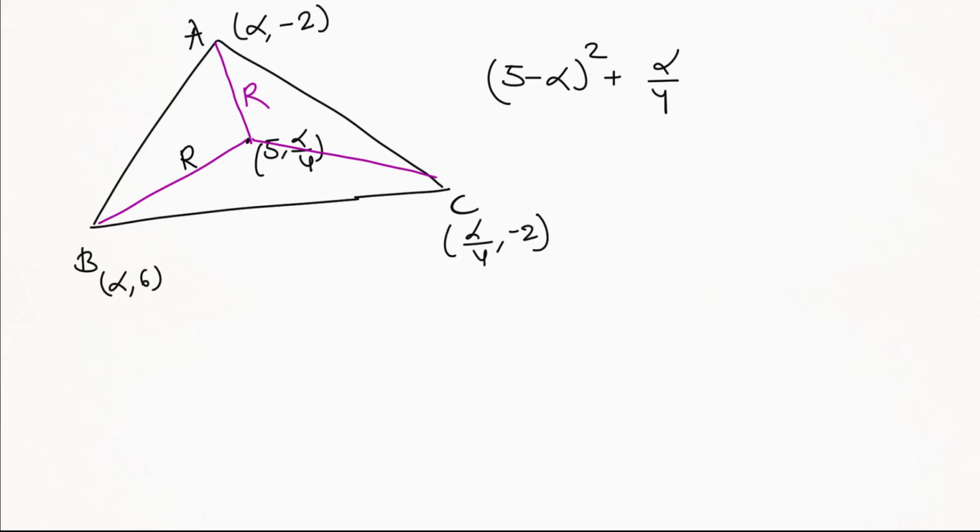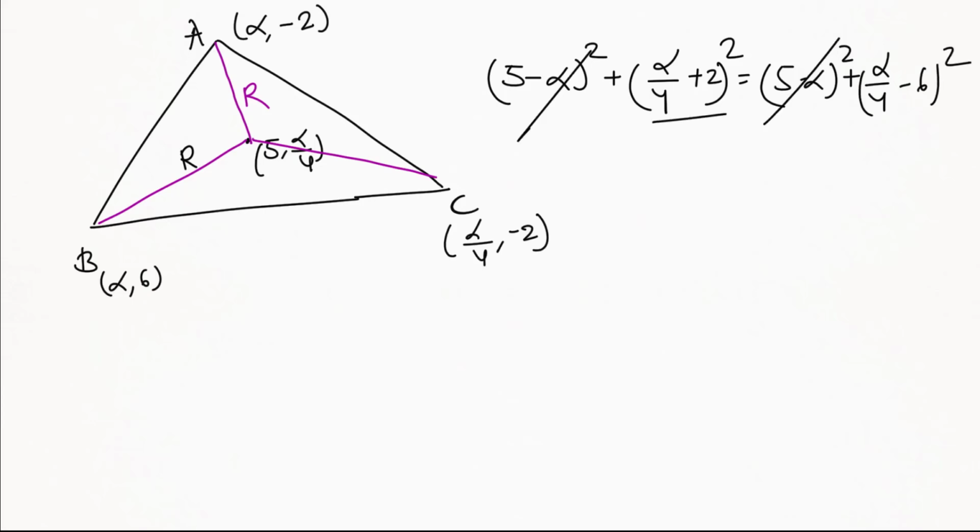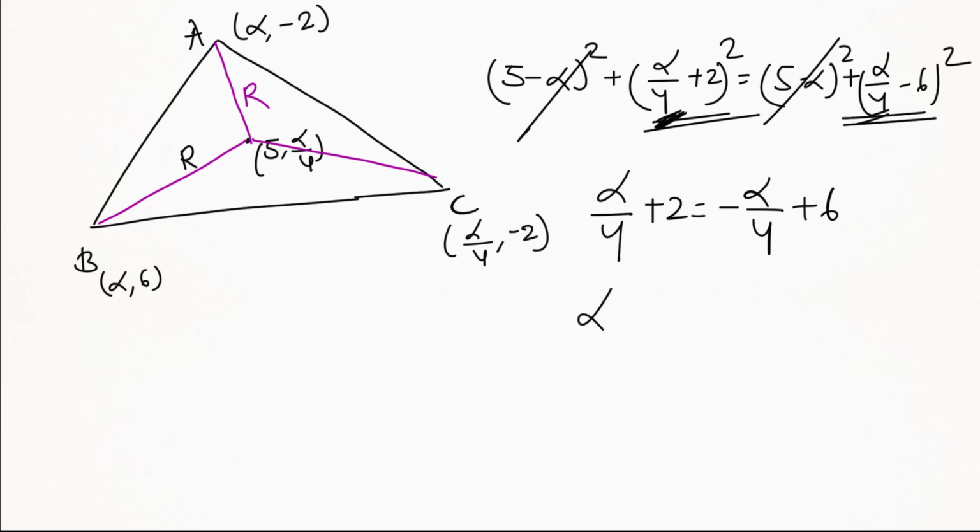So what you can do, you can apply the distance formula: 5 minus alpha square plus alpha over 4 plus 2 square is what? Again you have 5 minus alpha here plus alpha over 4 minus 6 square. These two are cancelled out and you're left with this one. So this will be same as negative of this or positive of this. Positive of this is not possible because no value of alpha will satisfy. Alpha plus 4, alpha over 4 will be cancelled out. So this will be alpha equals negative of this, right? So alpha over 2 is 6 minus 4, 2. Alpha is 8.